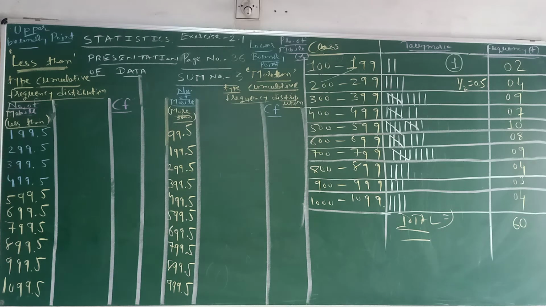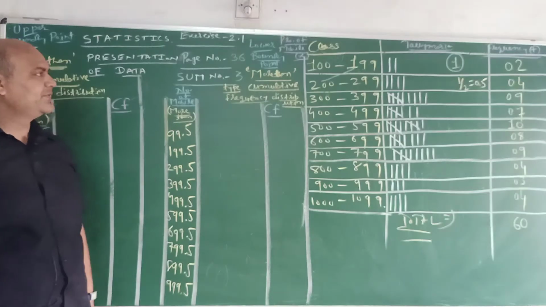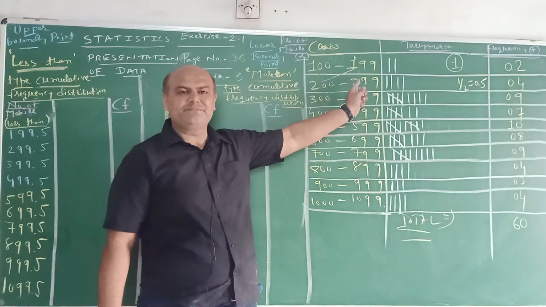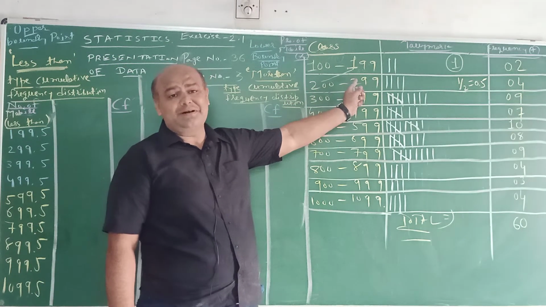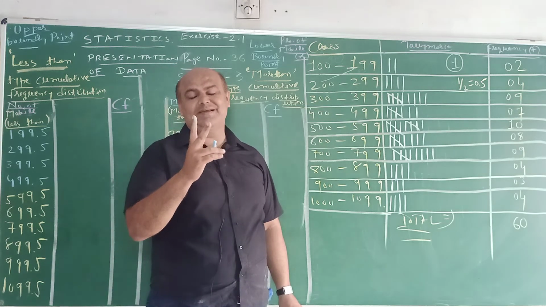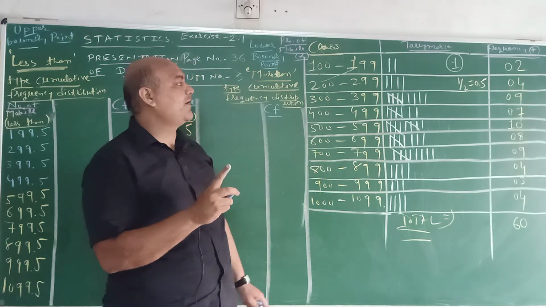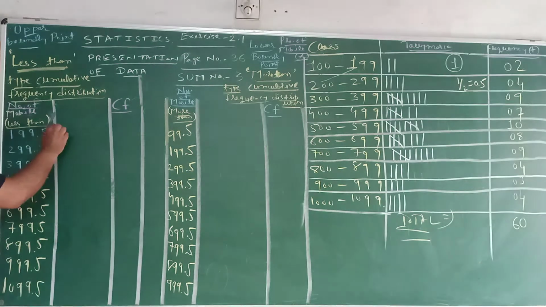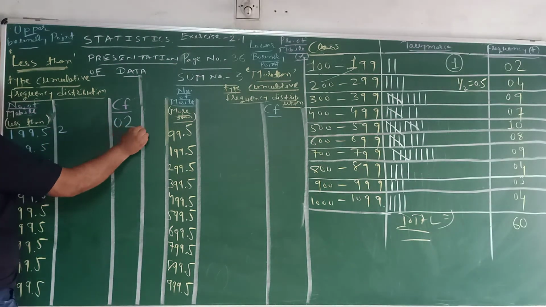First is 199.5. Here I write less than. So we have to speak loudly like this: 199.5 or less than 199.5. Now see the main continuous frequency distribution. Less than 199.5 we have only frequency 2. So here I write 2, and the cumulative frequency is also 2.